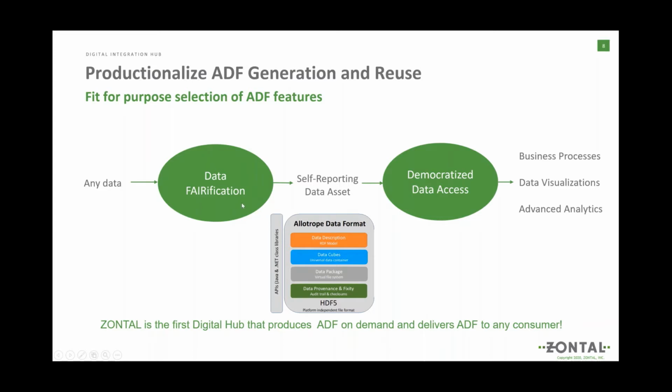And what that means is that based on the demands and the requirements of the user, we can decide how we want to structure the allotrope data file that is being produced, which we now call a self-reporting data asset, a FAIR data representation of the data that came in originally.